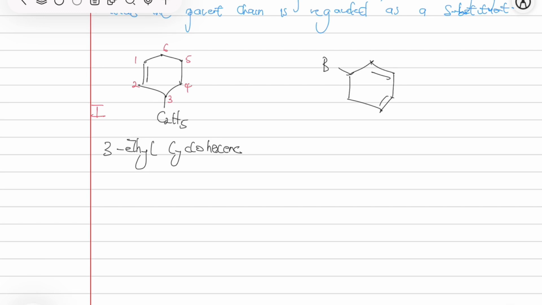Compound J is named as 5-bromo cyclohex-1,3-diene. It is 5-bromo because the substituent bromine is at position 5 in the parent chain. Then the parent compound is cyclohex-1,3-diene. It is cyclohex because the parent chain contains a 6-membered ring, and it is 1,3-diene because the double bonds in the parent chain are at positions 1 and 3 of the parent chain.